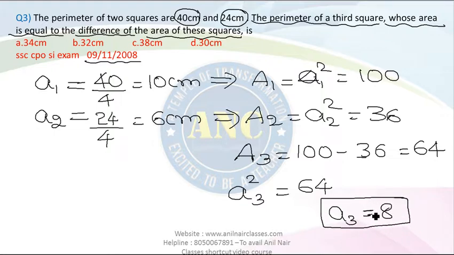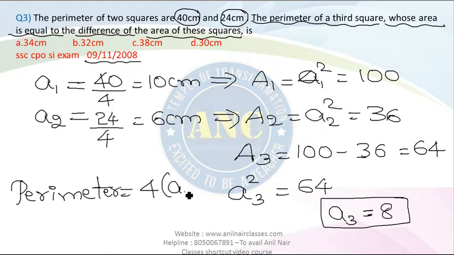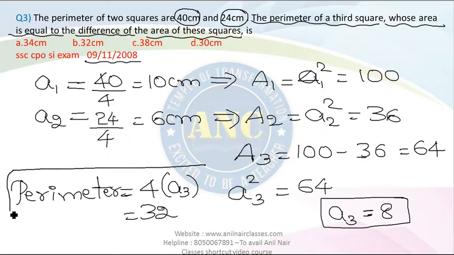But they are asking you to find the perimeter. The perimeter of the third square is a3 plus a3 plus a3 plus a3, or 4 times a3. It is 4 into 8, which is 32 centimeters, option B out of the given options. It is exactly similar to the question which had come in the year 2003. Both are absolutely the same variety of question. I hope it is very, very clear for you people.